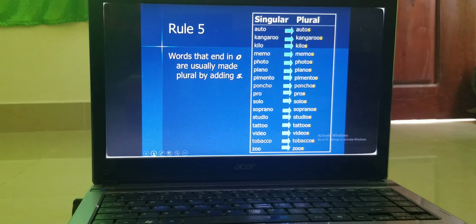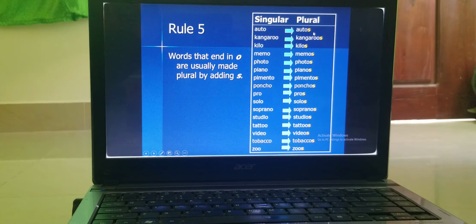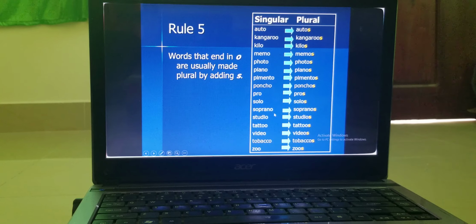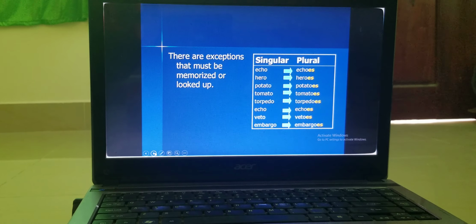And rule number five, words that end in o are usually made plural by adding s. So when we have o, we have to put s, like the word auto here, changes to autos, kangaroo, kangaroos, kilo, kilos, and memo, memos, photo, you see, photos, piano, pianos, and pimento, and pimentos, and so on, solo, solos, soprano, and sopranos, right, studio, and studios, video, videos, tobacco, and tobaccos, and zoo, zoos. So there are exceptions that must be memorized or looked up.